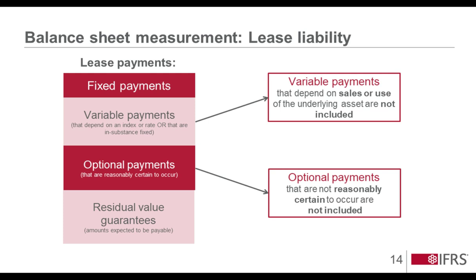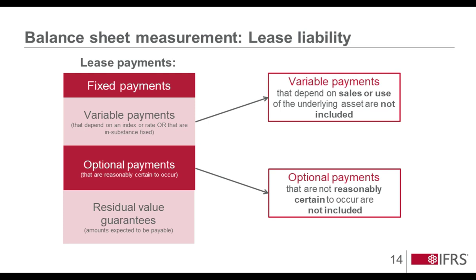The lease liability also includes amounts expected to be paid under residual value guarantees. Again, that's because these payments cannot be avoided by a lessee. One final point to mention is that the lease liability does not include variable lease payments linked to sales or use of the underlying asset.